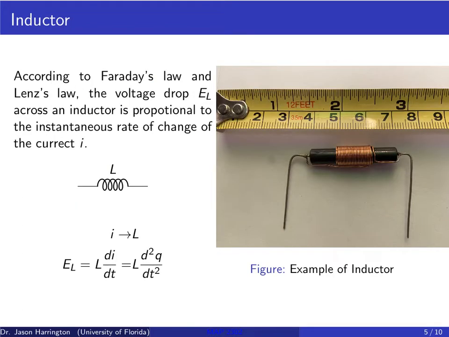Now, according to Faraday's law and Lenz's law, the voltage drop E sub L across an inductor is proportional to the instantaneous rate of change of the current I. Now, what's neat about this is with this being in the schematic, you can almost see where it comes from. Basically, you have a wire, it's going around several times, and then it comes back down.